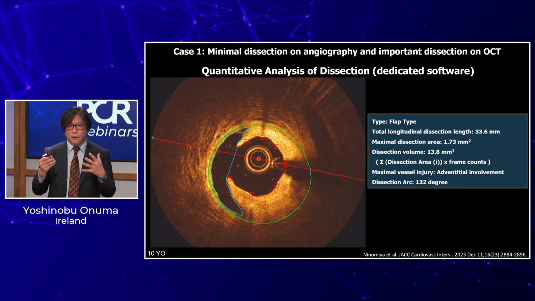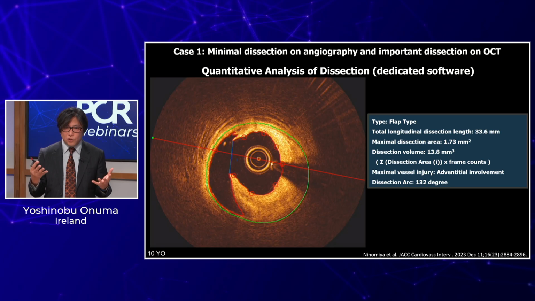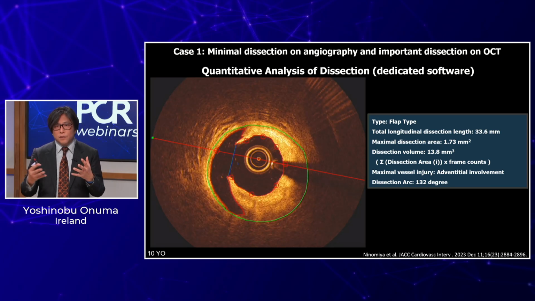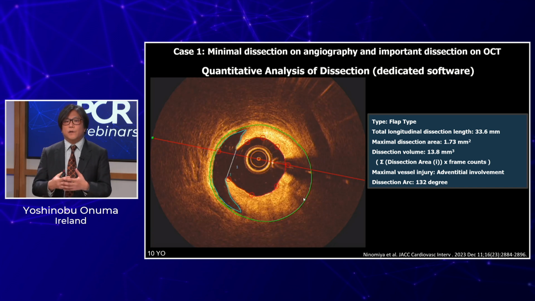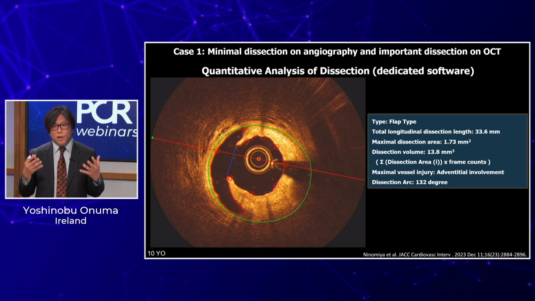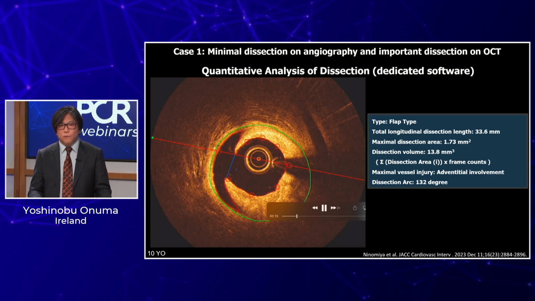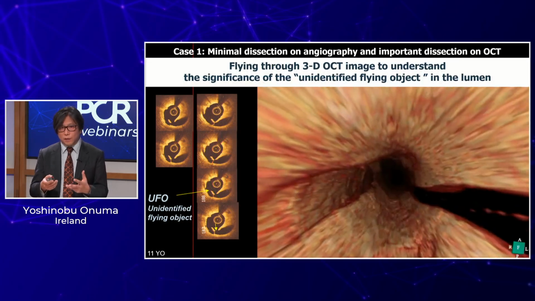And we did a meticulous analysis using some dedicated software to look at the dissections on OCT. According to the OCT, in this case, total length of the dissection was 33 millimeters with a dissection volume of 13.8 cubic millimeters, and the dissection arc was 132 degrees. So it looks very dramatic on OCT.